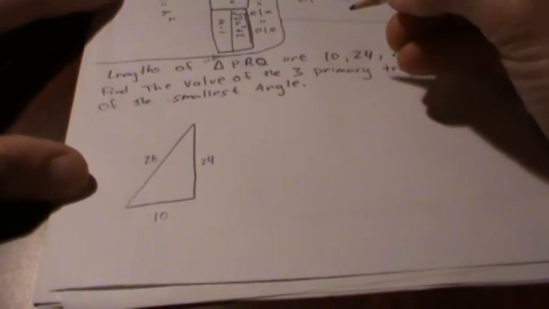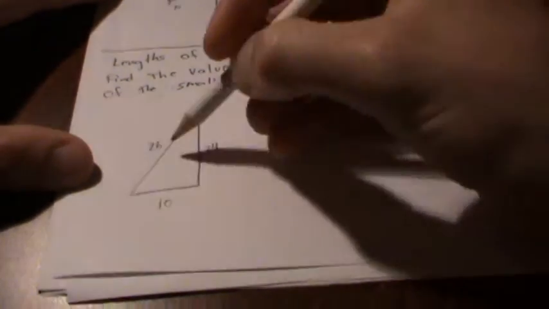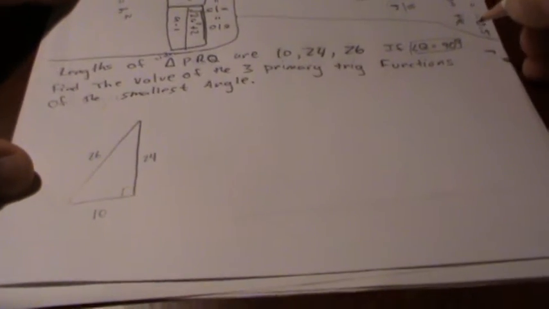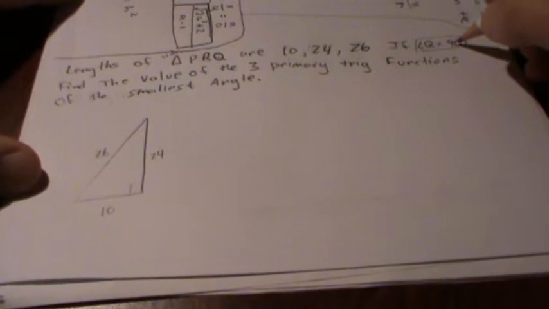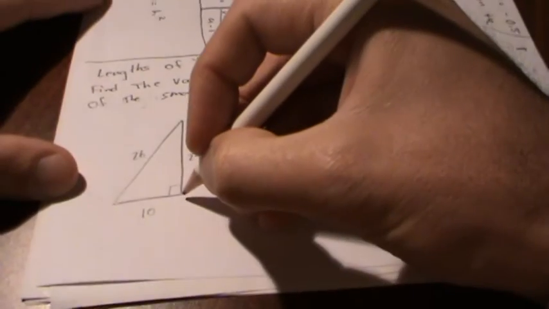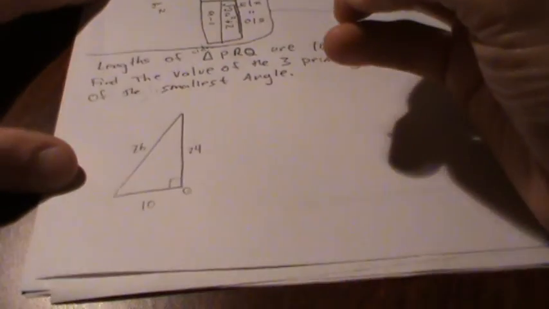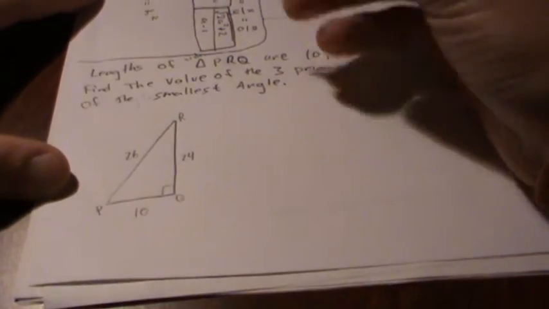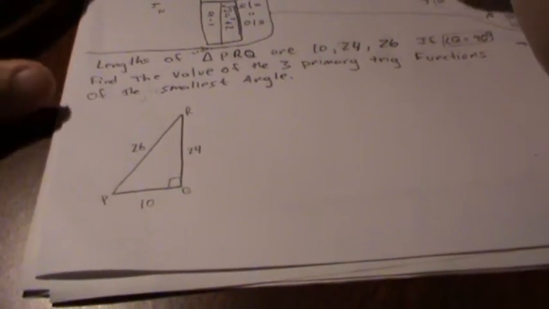going to draw out my triangle. It's got sides 10, 24, and 26. Okay, I know that the longest side is going to be the hypotenuse. I know it's a right triangle because one of the angles is 90 degrees up here. And so that's angle Q, by the way. And then this is going to be angle P, and this is angle R. It doesn't really matter which one is which because it doesn't say.